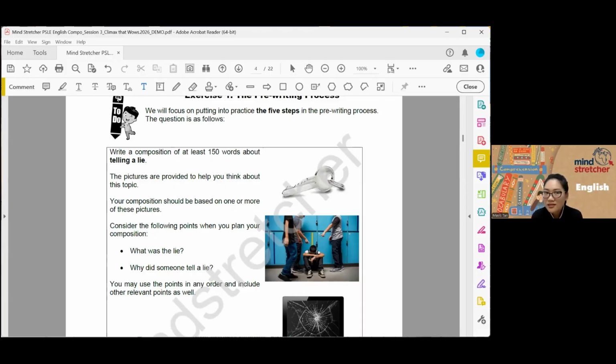So let's take a look at the theme telling a lie. Before, as with all sessions, before we even dive into the pictures and the guiding questions, what are similar topics, PSLE topics, similar to telling a lie? Like if you plan a story about telling a lie, you can use some of the ideas for these other topics as well. Give me your ideas. Okay?